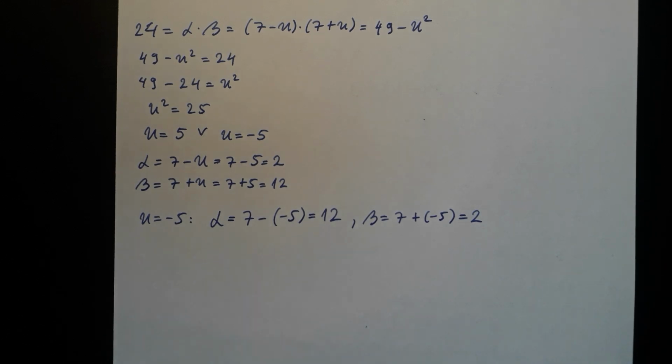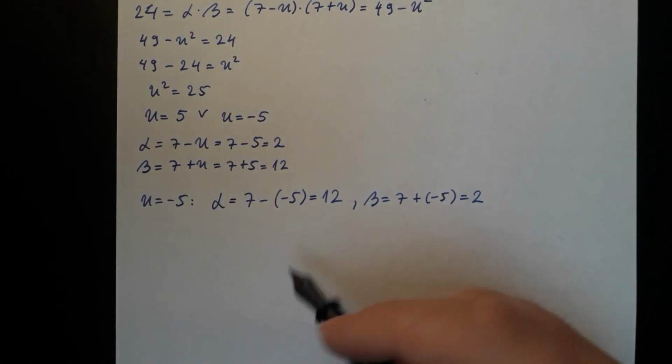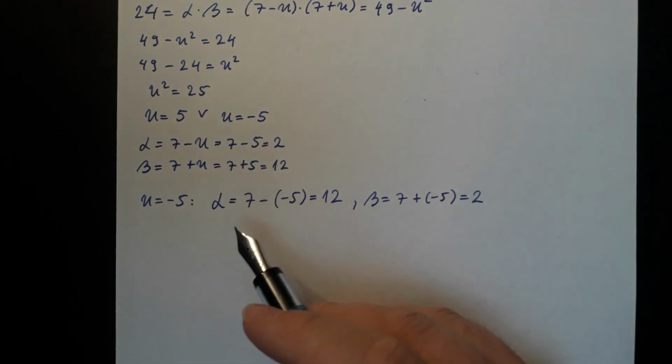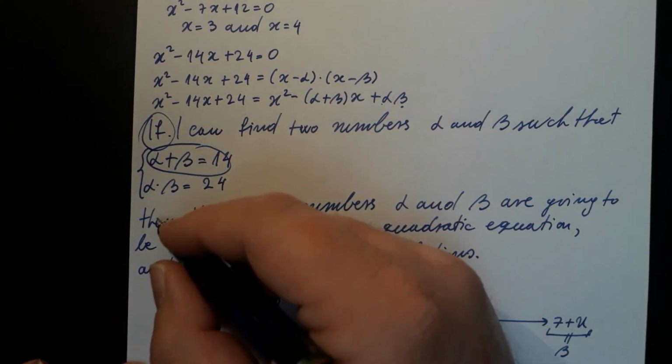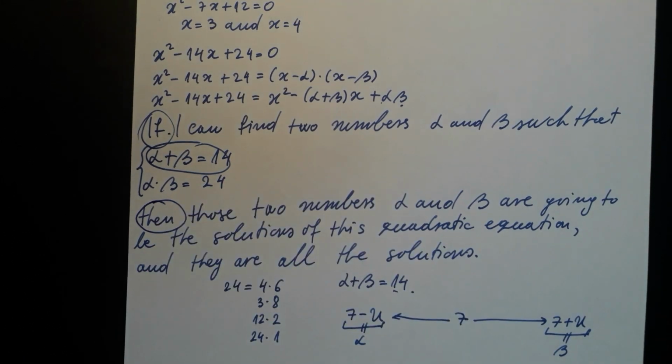So I am just showing you that whether you write the plus or the minus, that would not make any difference. Now that I have found these two numbers, alpha and beta, the if part is completed and I get to then. So then, and they are all the solutions. I like this technique because you can use it without any guessing.